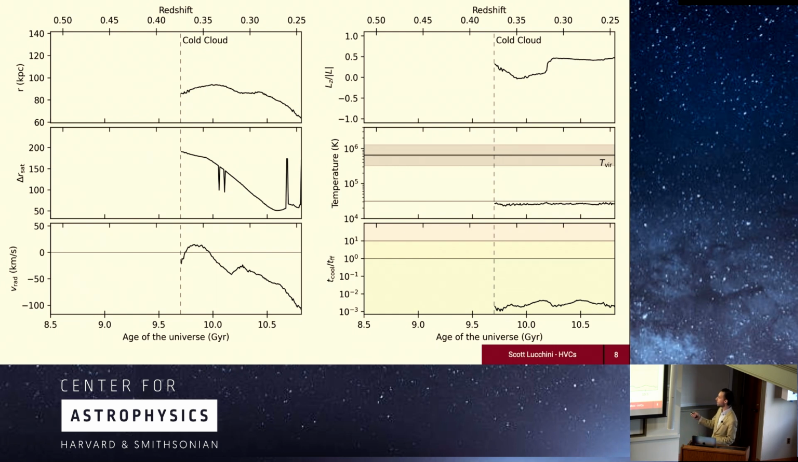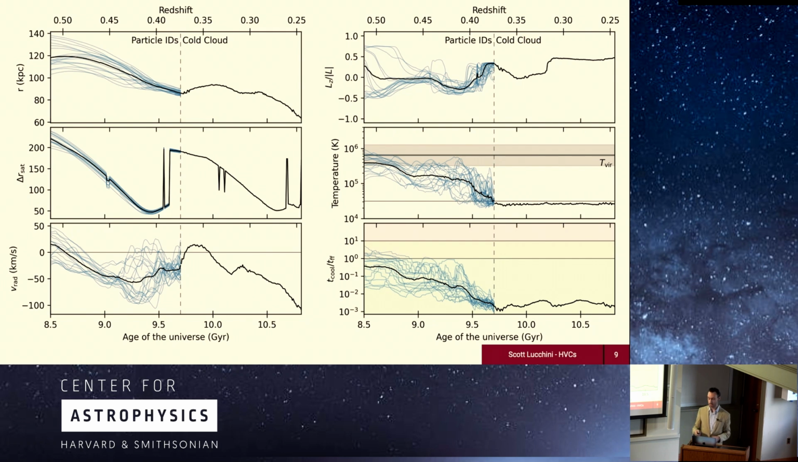But we want to track beyond this cold cloud phase as well. And so we look at all of the particles that make up this cell at the earliest detected time, and we trace those gas cell particles back further. And we see that the temperature goes up. This is the mean value in black, and the values of each cell in blue. We see that the cells move further away from the galaxy, and the temperature goes up, the angular momentum does weird stuff.